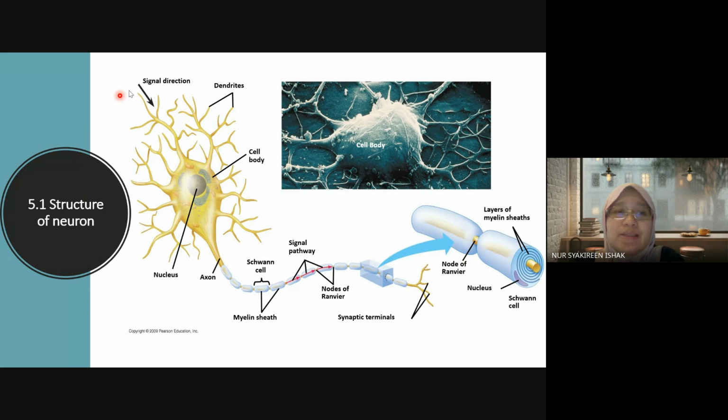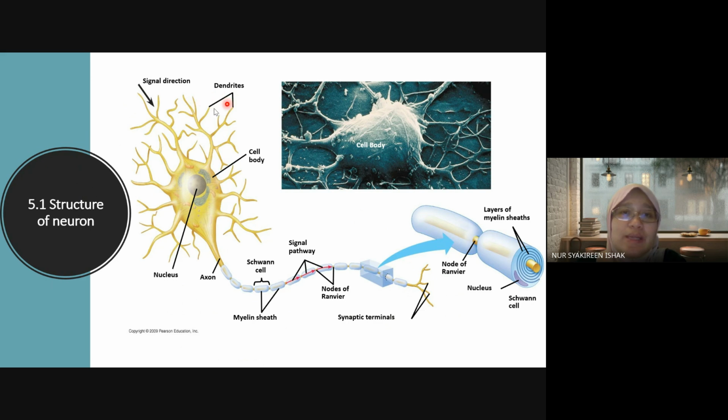Okay, so this is the structure of neurons. This is the whole neuron. I'm sure that you already know the structure of the neuron. This is the cell body, the cell body of the neuron. Extending from the cell body are the dendrites.